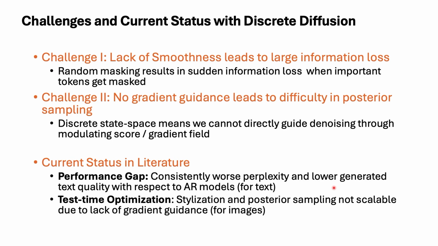So even though this is a very exciting field, there are still big performance gaps in terms of generated text quality with respect to autoregressive models, which is the standard large models today. And for images, it's not clear how to do posterior sampling at high scale. At smaller scales, you can do sampling-based approaches, but as you scale those up, those become computationally really hard. It's not clear how to do that. So that's basically where we are today.